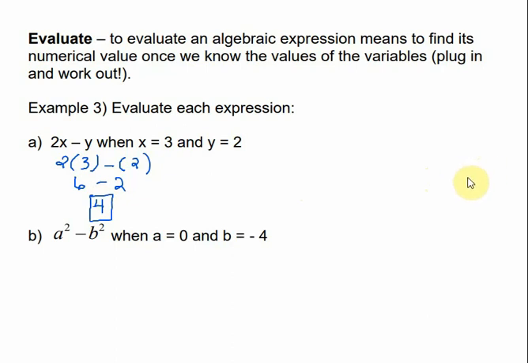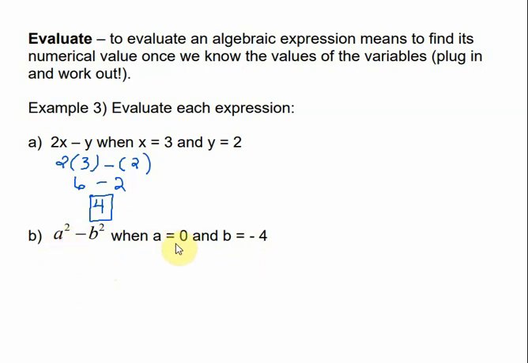Okay, in B, we have a squared minus b squared. One important thing to remember when we're evaluating is, whenever we replace a variable with a number, make sure that we put parentheses around it. That's going to be really important when we have negative numbers, when we have powers and things like that, because if we don't have the parentheses, then we're going to have to perform a different operation.